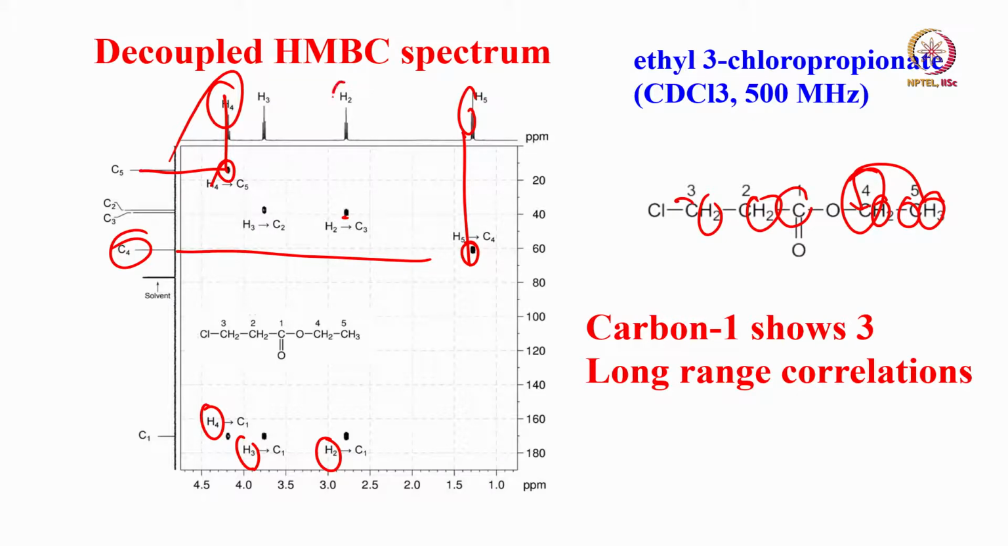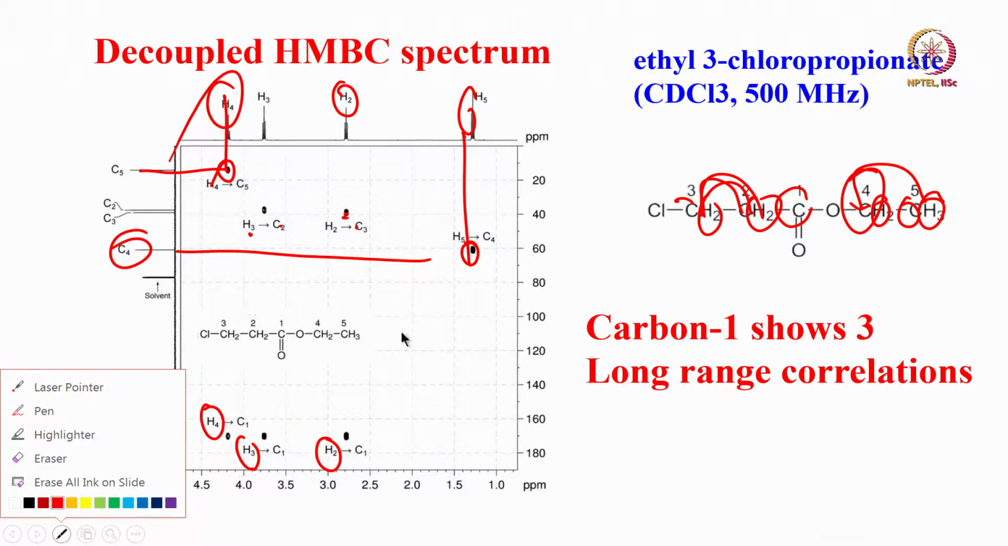Carbon 2 is correlating to, proton 2 is correlating to carbon 3. See, this proton 2 is correlating to carbon 3. Similarly, carbon 2 is correlated to this and carbon 3 is correlated to this. Very easily, the long range correlations can be seen here.